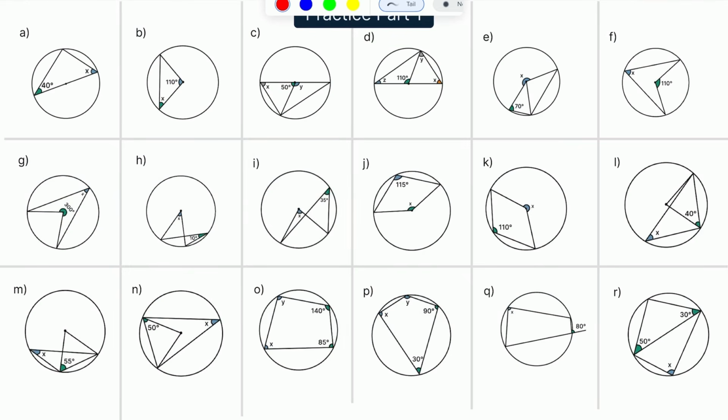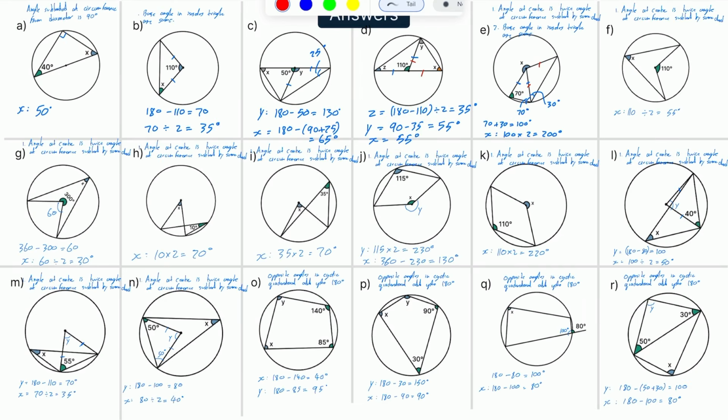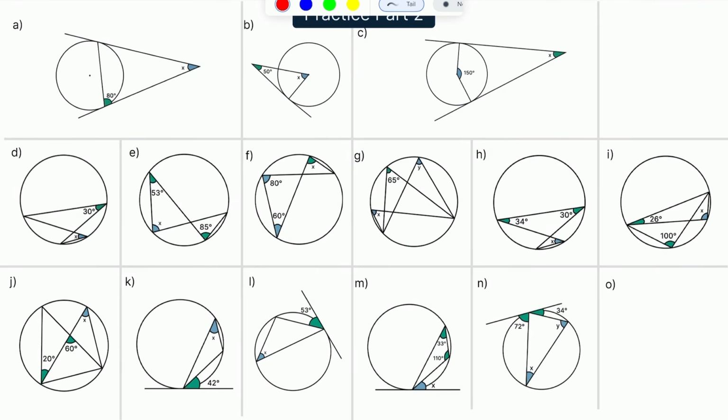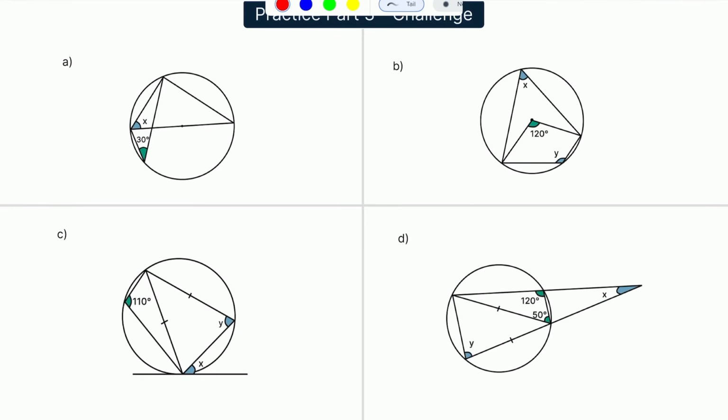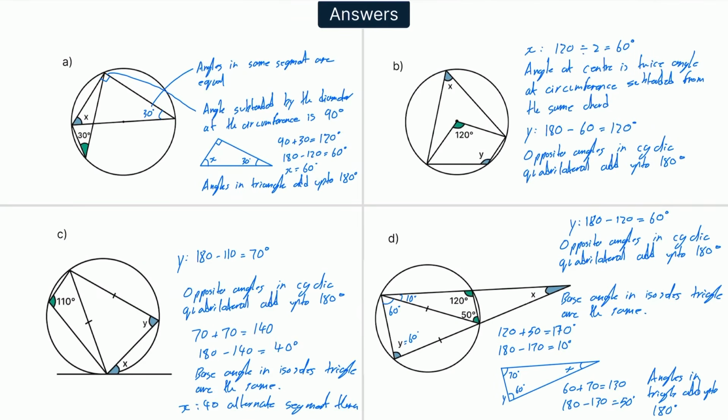So here are some practice questions for you to have a go at. Press pause and have a go. When you're ready, press play for the answers. Remember to give your reasons. Here are the answers. Mark your work. Here's another set of practice questions. Press pause and have a go. Here are the answers. Make sure you've got the reasons as well. And finally, here are a set of challenging questions for you to have a go at. Press pause and have a go. When you're ready, press play for the answers. And here are the answers.